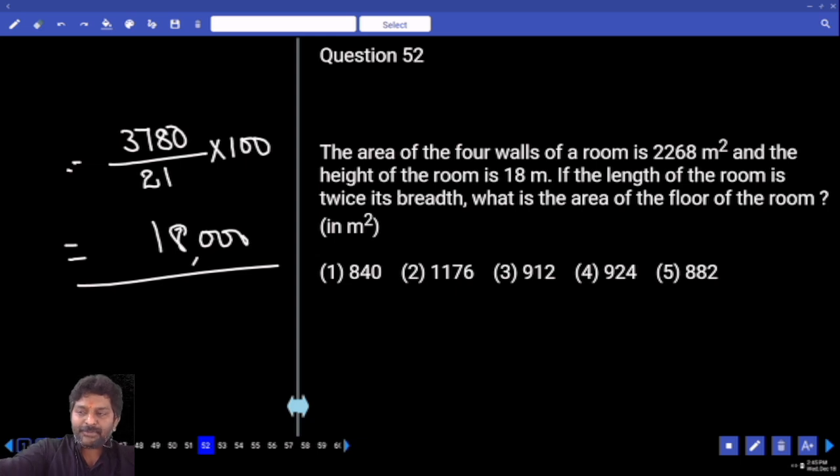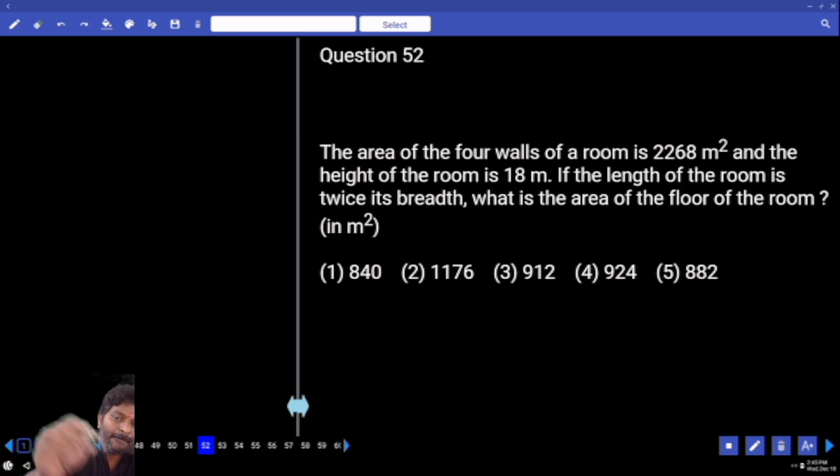Area of 4 walls of a room is 2268 square meters and the height of the room is 18 meters. If the length of the room is twice its breadth, what is the area of the floor? 4 walls of a room.